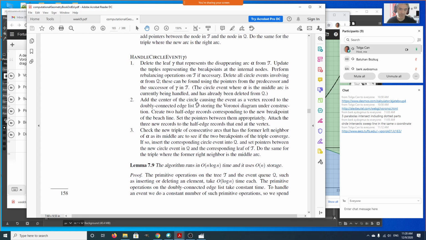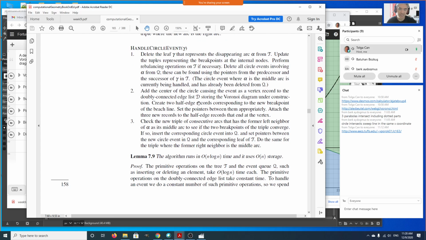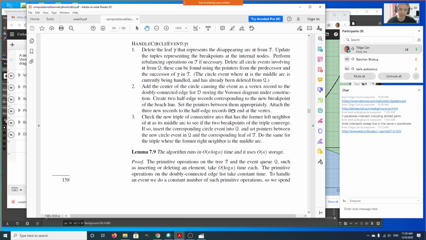Now, at the center of that circle, at that circle event, we identify a vertex of the Voronoi diagram. We add that as a vertex record to our doubly connected edge list. And these 2 half edge records we already had, we actually finalize their starting points. Their endpoints may still not be known.